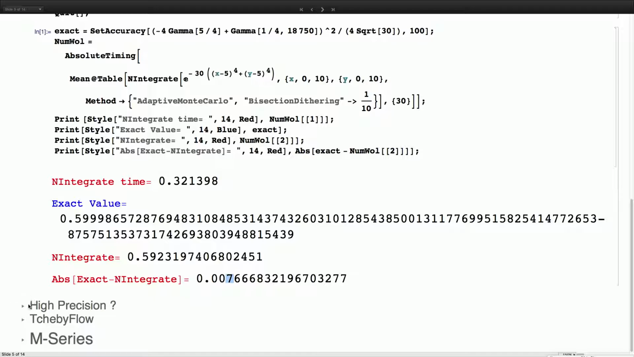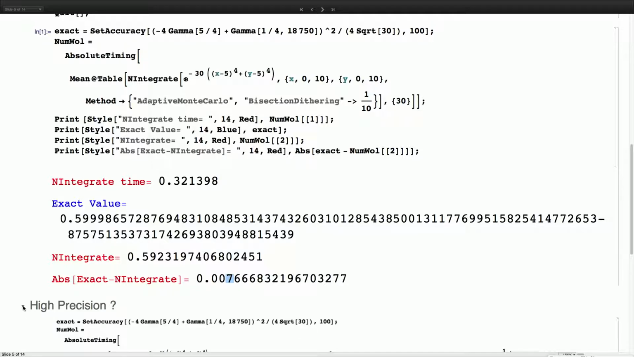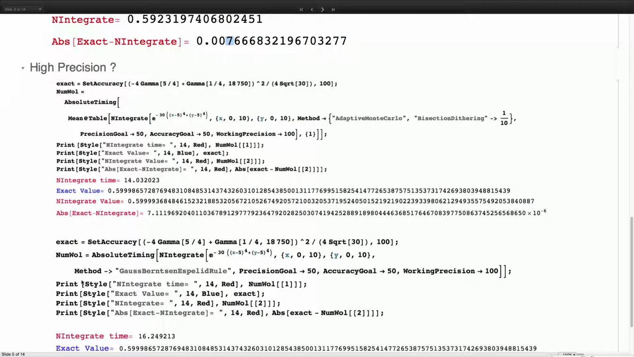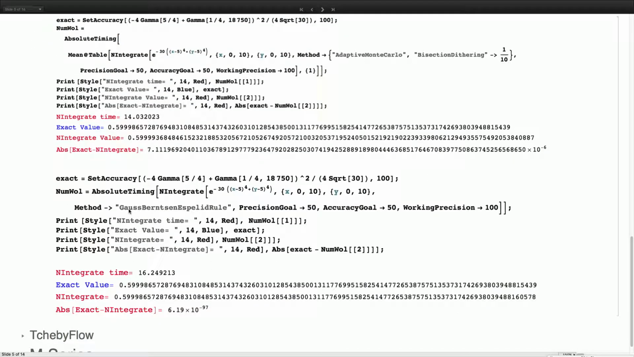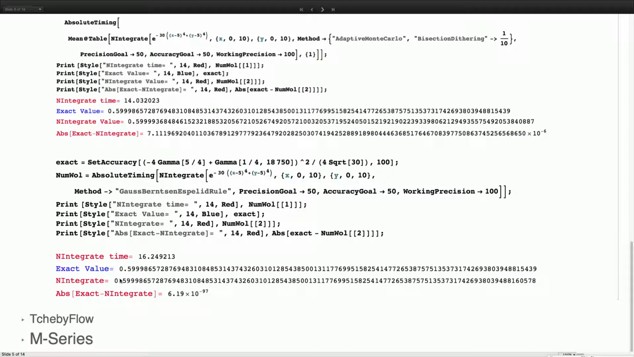What about, I'm working with Mathematica, I want high precision. Okay, so what about high precision? I do the same thing with adaptive Monte Carlo, but this time I'm putting working precision 100. So I'm shooting for something like 50 digits of accuracy. And I'm obtaining 10 to the minus 6 in 14 seconds. And I've been told that this is not the best way of doing it. So I used another method, which obtains a much better accuracy, actually almost 10 to the minus 100 in 16 seconds.